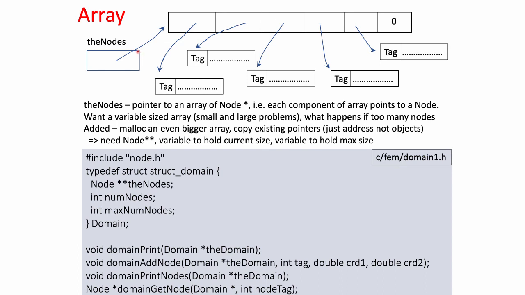We did a linked list for the points. So this is an array. With an array, we have a header that's pointing basically to an array. Each element of this array will point to a node object. And in this file, I have how that is implemented.